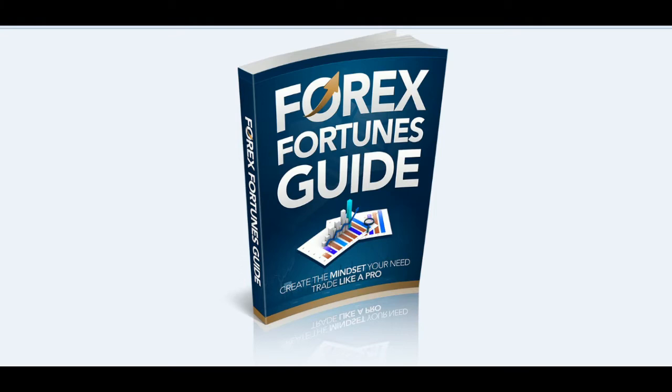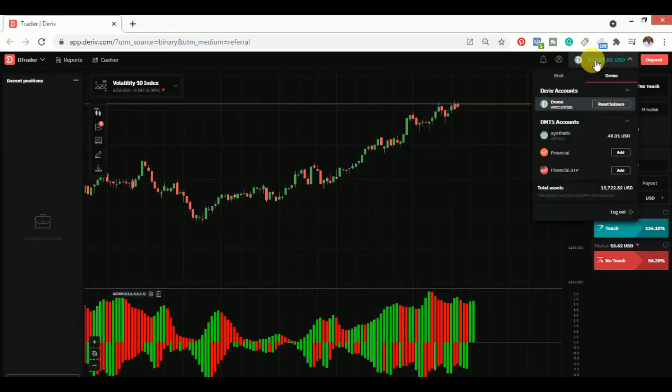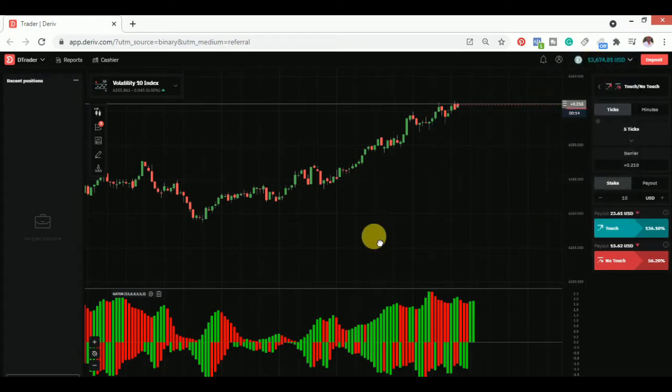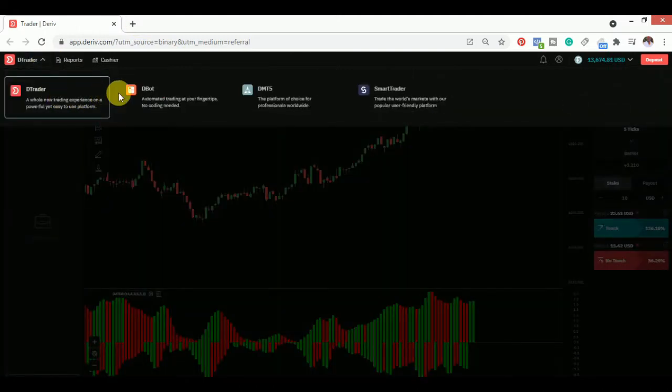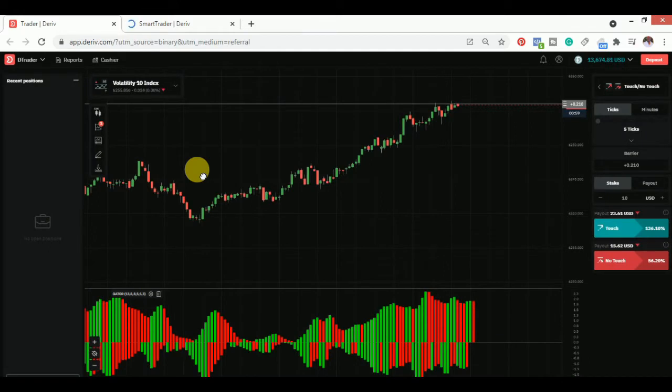Right now, if you look at my screen, I'm on DERIV, and because this is a tutorial, I'm using a demo account. Here I'm going to open different tabs. This is DERIV, then I'm going to open Smart Trader. The reason I'm opening different tabs is so that you see the differences, the different feels, of how it feels to use the different options.